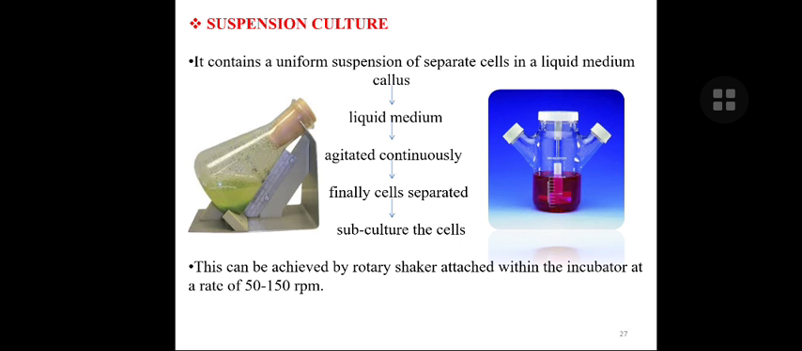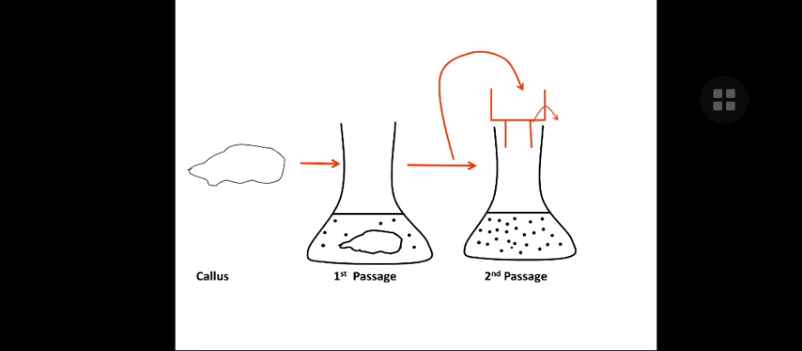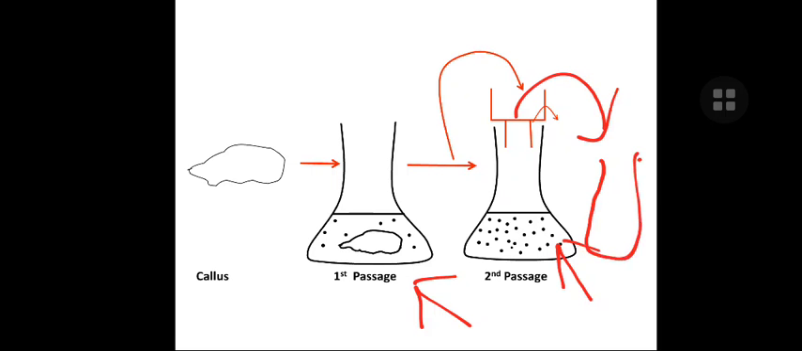This is done by a rotary shaker attached to an incubator at a rate of 50 to 150 rpm. And this is how the suspension culture is maintained. From the callus, the suspension culture is maintained, and this is agitated or shaken, so the callus becomes single cells in the second passage. This is again subcultured into a new jar and cultivated.